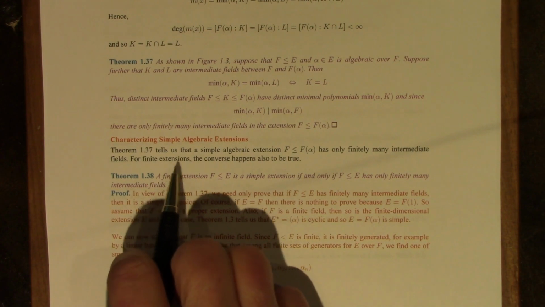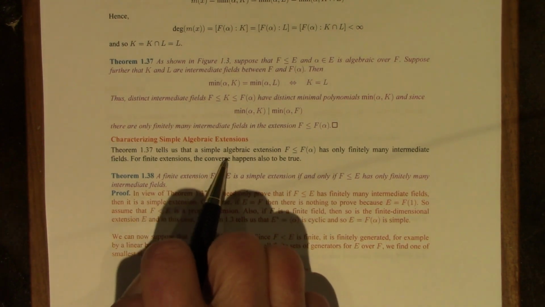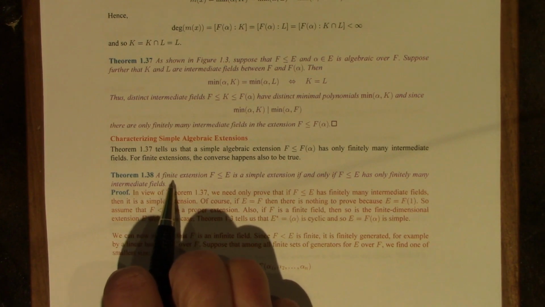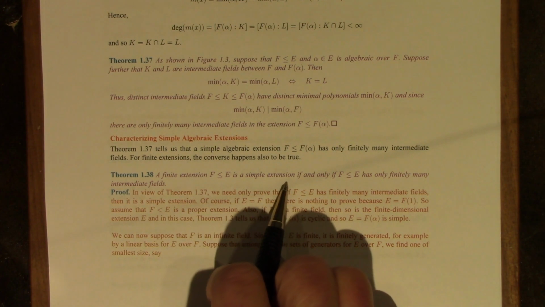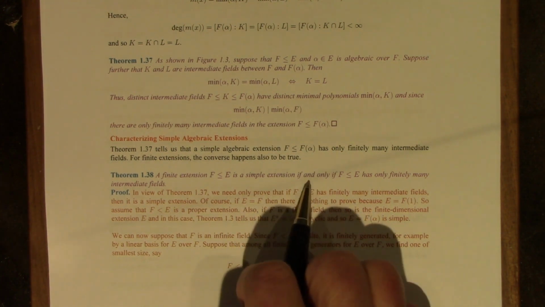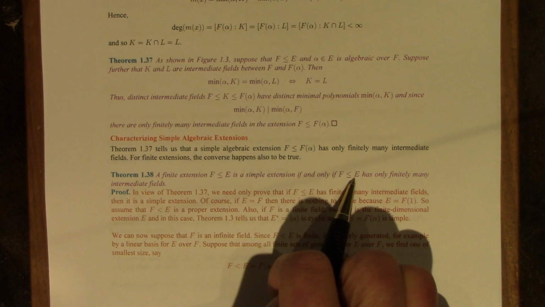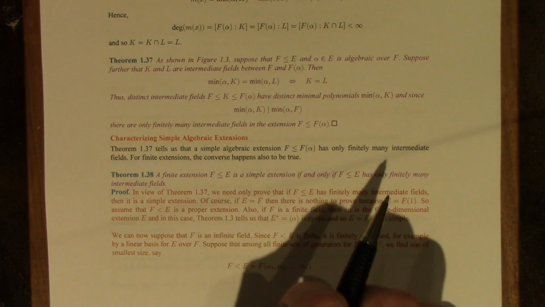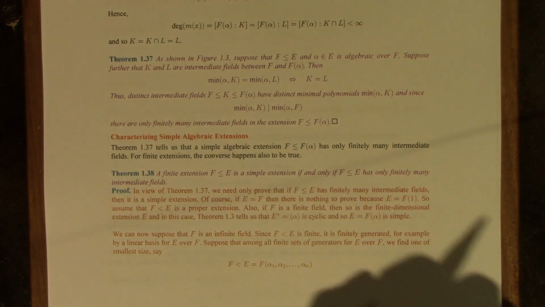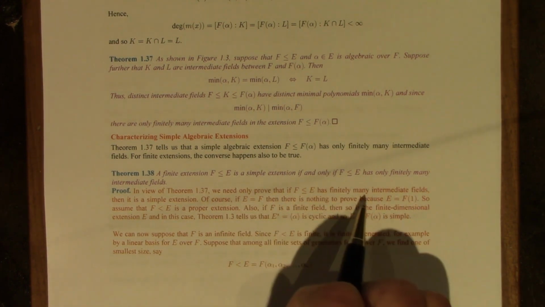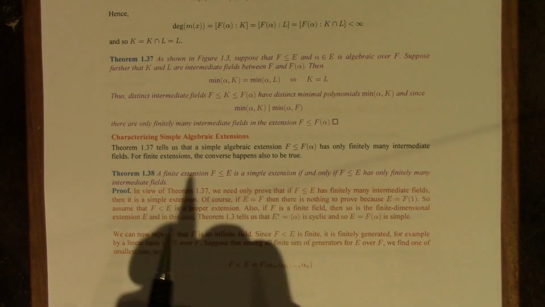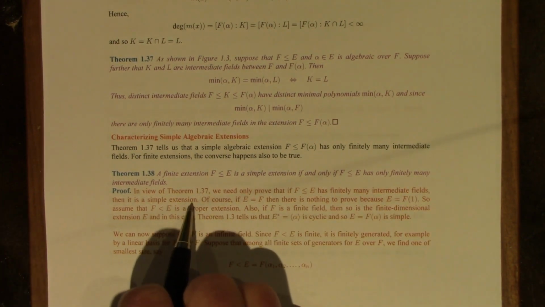The converse, for finite extensions, the converse is also true. So, a finite extension, E over F, is a simple extension if and only if E over F has only finitely many intermediate fields. So because of the theorem we just proved, that takes care of half of this theorem. We only need to prove that if E over F has finitely many intermediate fields, then it's a simple extension.